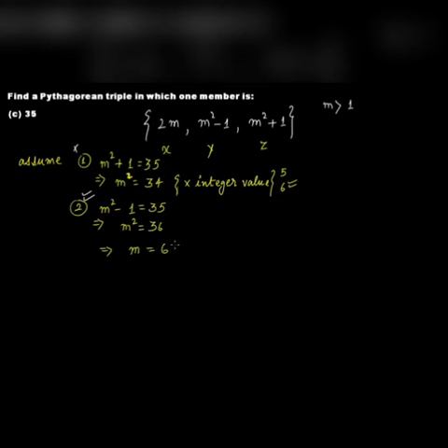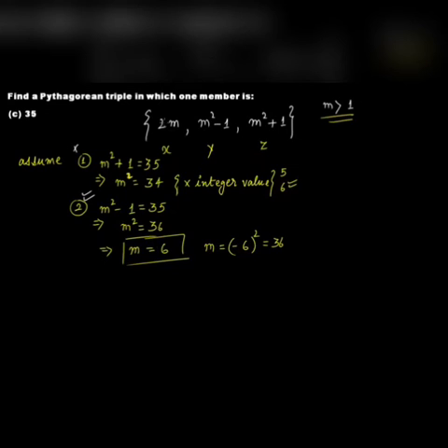Now some of you will say that, hey, you know what, we can even take m is equal to minus 6, because minus 6 squared is actually 36. Yes, but the condition is this one. It should be a positive integer and should be greater than 1. Neither is it a positive integer, nor is it greater than 1. So m is equal to 6. Okay, this condition gets satisfied in this one.